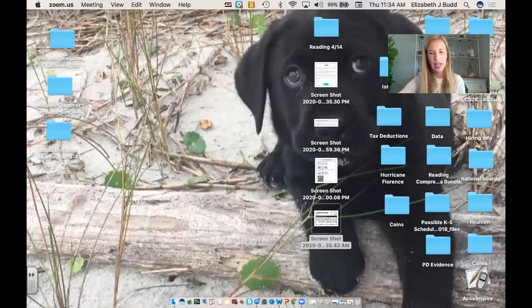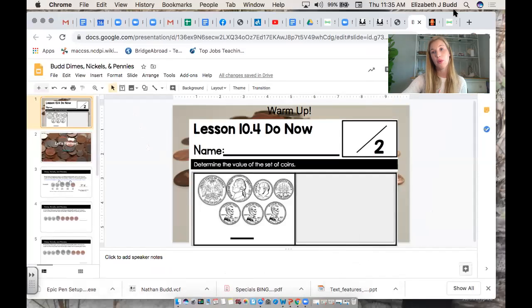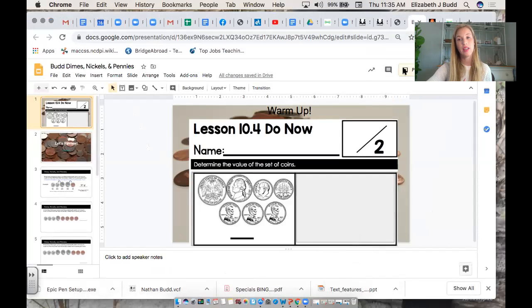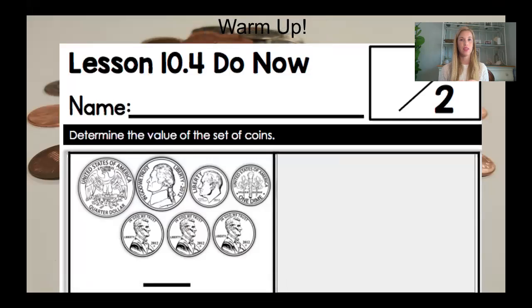So the first thing I want to do is share my screen with you, and we have a warm-up that we're going to be doing today. You are going to need a piece of paper and a pencil, or you can get out a whiteboard and a whiteboard marker if you have that. The warm-up is on the screen, so I'm going to let you pause the video, solve the warm-up, and then you can press play whenever you have solved it, and we'll continue with the lesson.